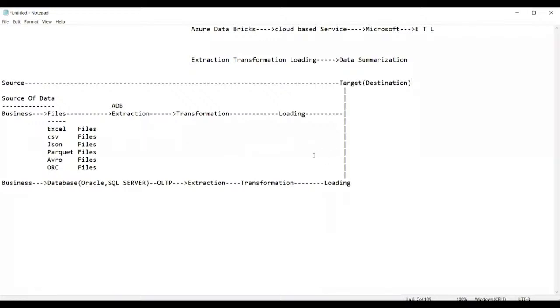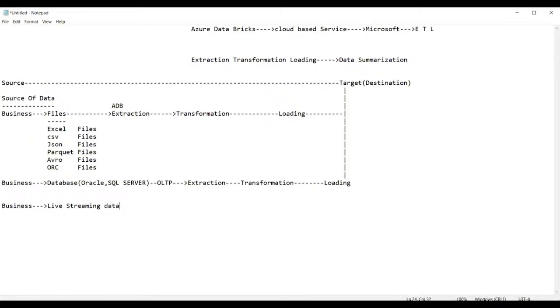Apart from getting the data from the businesses into the databases or into the files, we can also get the data from another way. It's from the business only, because we all work for business, we get business data only. So we get the data in the form of live streaming data. Live streaming data means, guys, stock market data.